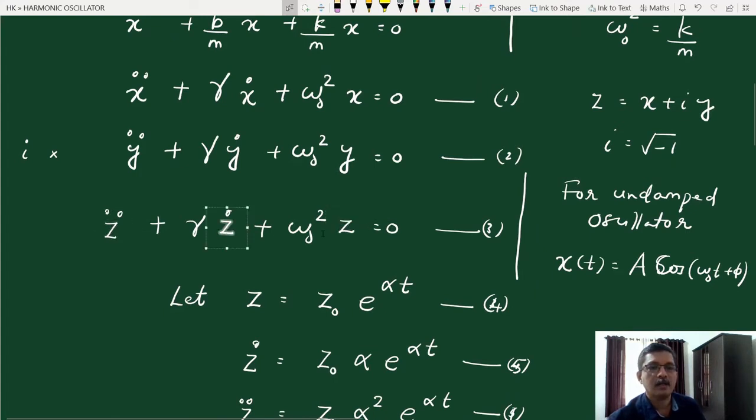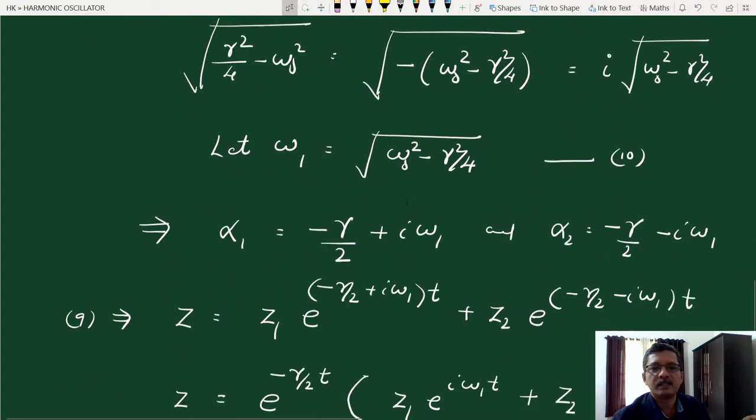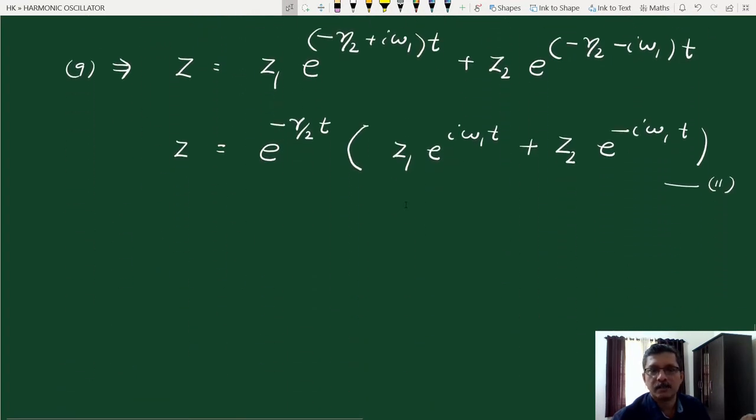We have written the differential equation of the damped harmonic oscillator, which we have rewritten in terms of the complex variable z. But our real damped harmonic oscillator has a real variable x or y. So how do we get back the solution in terms of x or y? We have obtained a solution in terms of z. How do we get back the solution in terms of x or y?